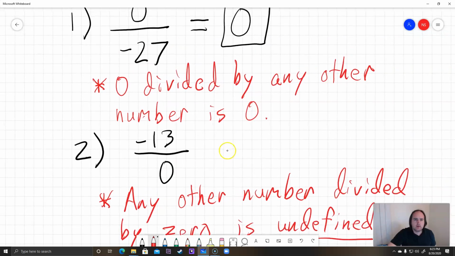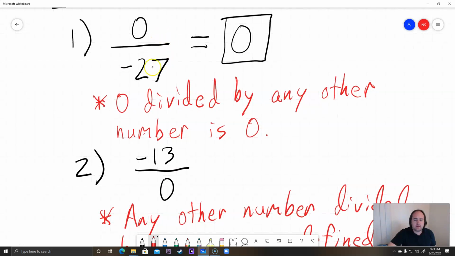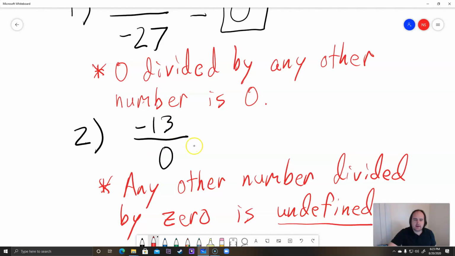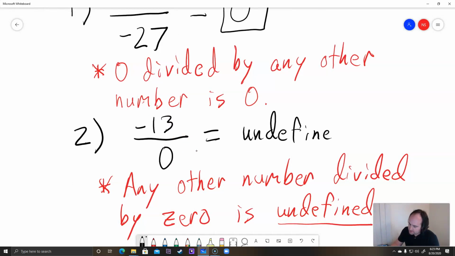Okay, so 0 divided into something is 0. But if you have something and you divide it into nothing, something divided by 0, that doesn't make sense, so we just write undefined. So our answer for problem number 2 is undefined. Does not make sense, and that's our way of saying that in math.